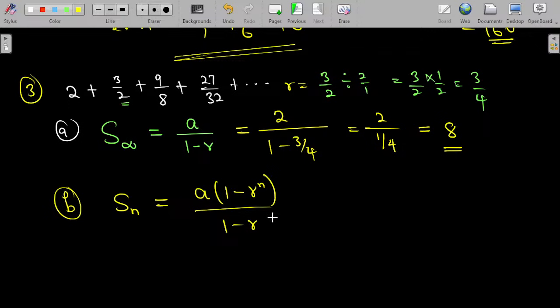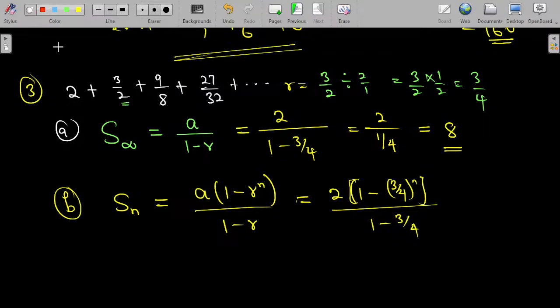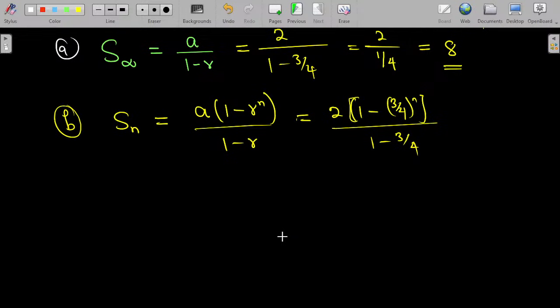Okay, so let's go. We'll now substitute here. So it means our Sn is going to be A, which is 2, into the bracket of 1 minus R, which is 3 over 4 raised to the power of n. So we raise this to the power of n. Let's close this with a block bracket, all over 1 minus 3 over 4. Okay, so what do we do next? So we try to simplify that.